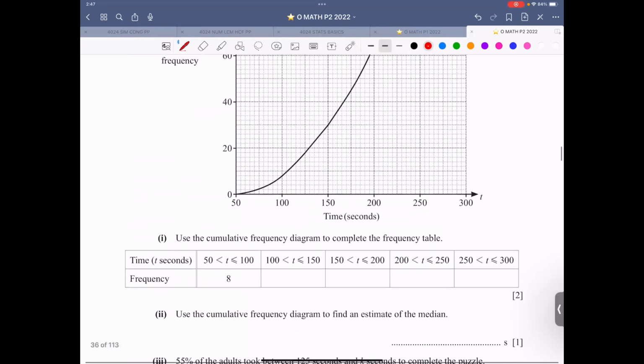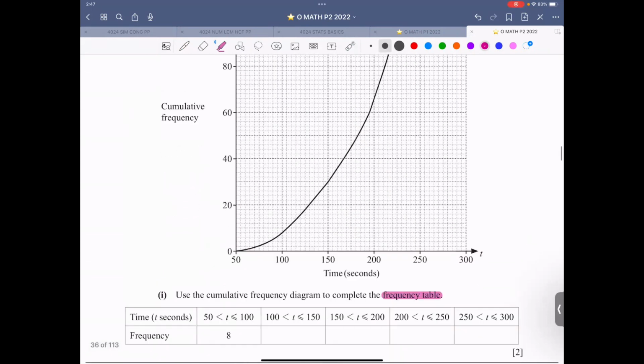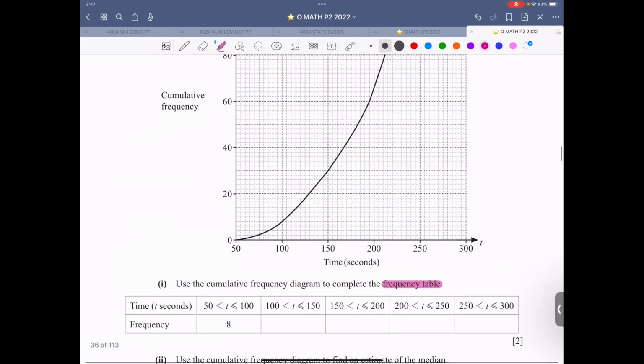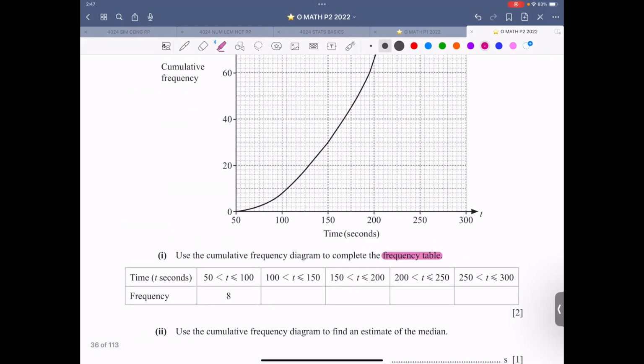Use the cumulative frequency diagram to complete the frequency table. 50 to 100, 8 is given. So first of all, this is a frequency table. And what we have over here is the cumulative frequency. So how should we do it? And 2 marks are given. What we can do is let me first go to these values, which is 50, that is 0, 100, and mark the value.